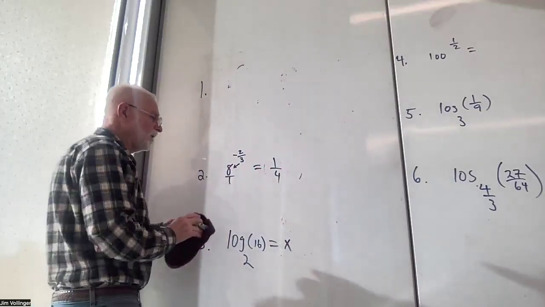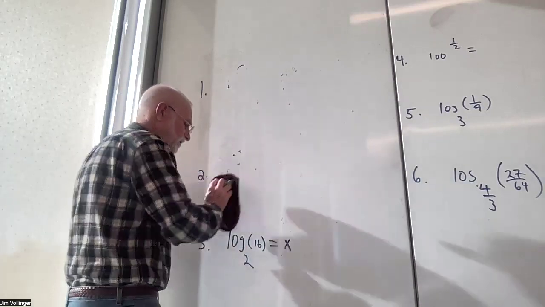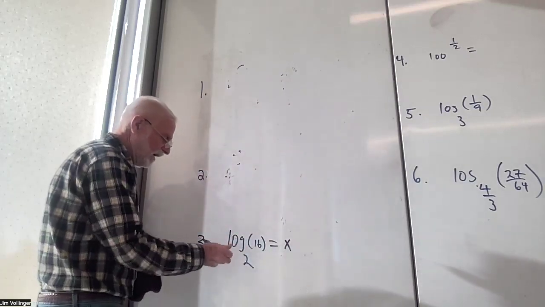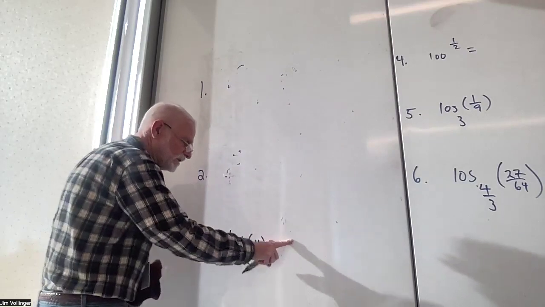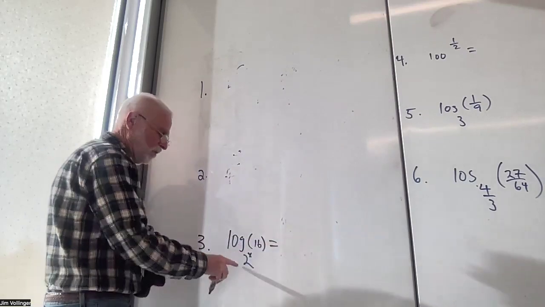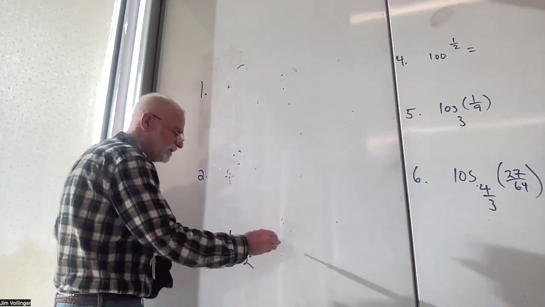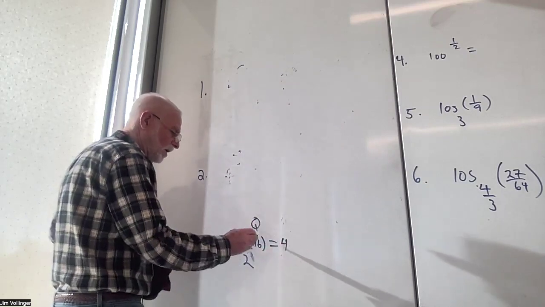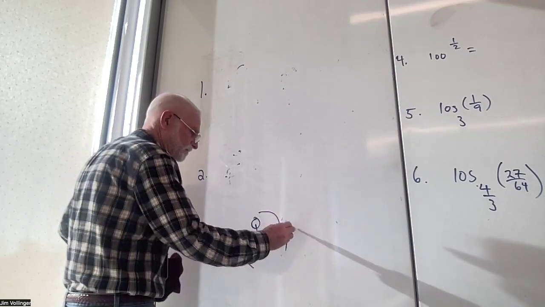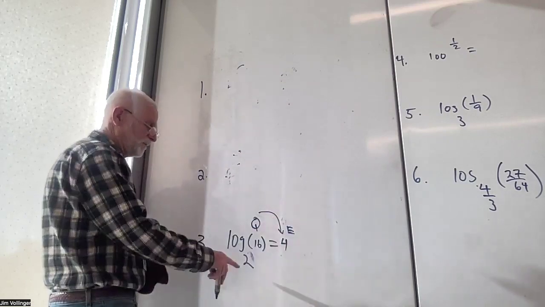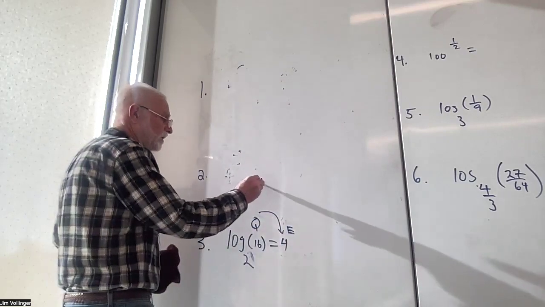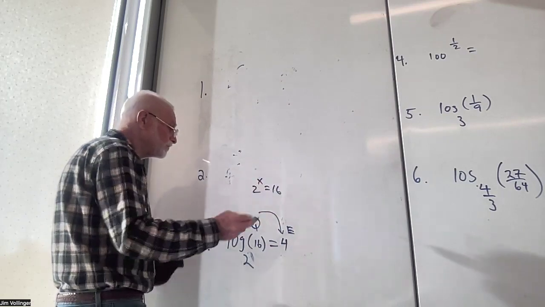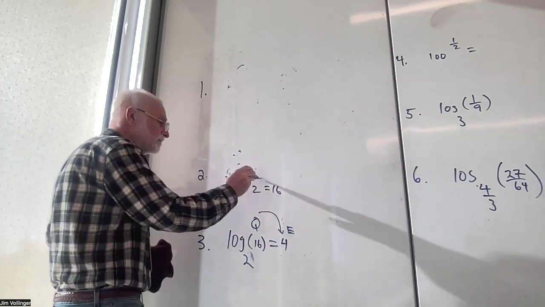Hey, 2 to the what equals 16. Talked about that the very first day. Logarithm means find the value of the exponent. Well, that's what this is. X is an exponent. What's the exponent you put on top of 2 to get 16? It's a 4. All right, so here we're going to go from quantity to exponent. And if I want to put it in exponential form, then 2 to the x equals 16. True. 2 to the 4 equals 16.